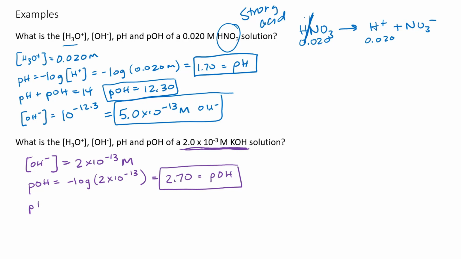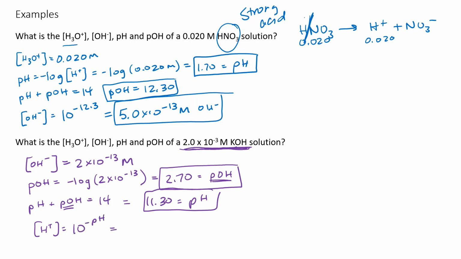And then next I'll find my pH, because if I add pH and pOH together, I get 14. So plugging pOH in here, I get 11.3. And we expect to find a high pH because this is a base, so we expect it to be higher than 7. And then for the hydrogen ion concentration, I'm going to take 10 to the negative pH, and that gives me 5 times 10 to the negative 12.